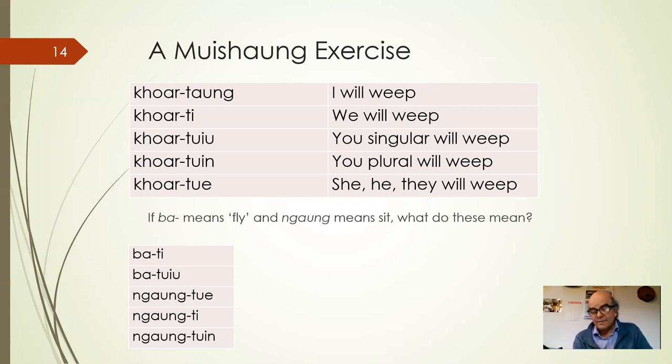Now I'm going to be asking you the answers to all the others here as well. Batu. The second one should therefore mean... And I'm also going to be asking you for ngauntu, ngauti, and ngauntun. Because there's this half minute gap between when I ask the question and you can answer it, so number one was bati, that means we will fly. Number two, batu means what? Number three, ngauntu means what?